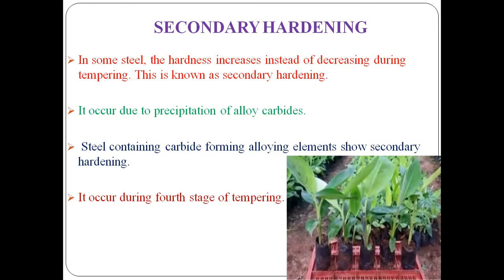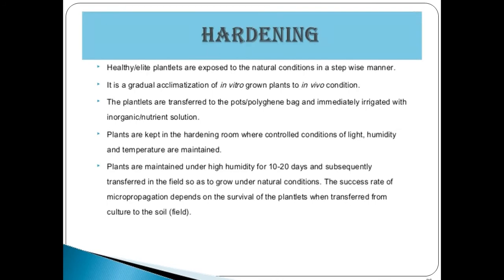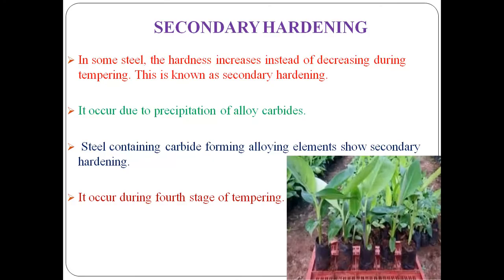to the soil field. Now here we can transfer to the soil field, but there is one more stage also, that is secondary hardening. And what is secondary hardening? It means the hardness increases instead of decreasing during tempering. When the tempering is done, the hardness should increase instead of decreasing. So this is known as secondary hardening.